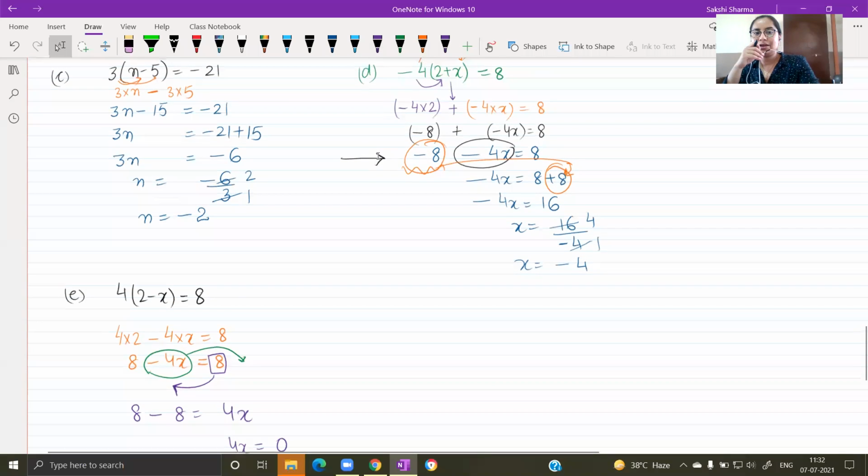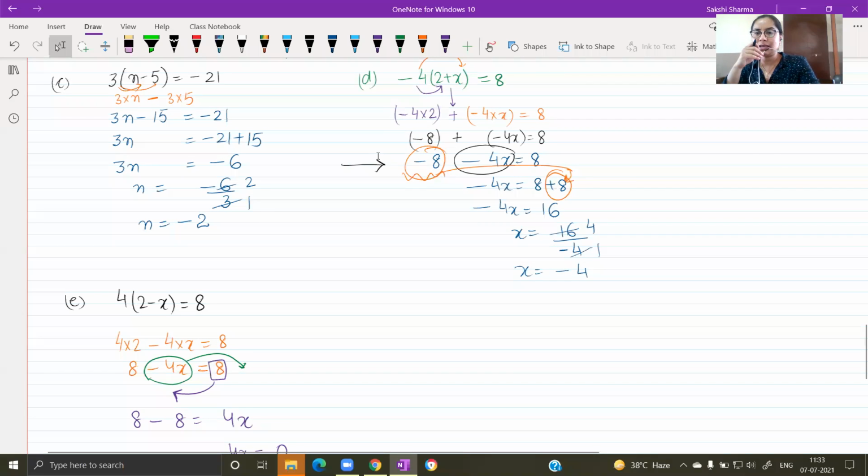Have you done it by taking 3 to the other side? Ma'am, what I did was n minus 5 is equal to minus 21 by 3. Then I did cutting, and minus 7. n minus 5 is equal to minus 7. n is equal to minus 7 plus 5, so minus 2. Correct. Ma'am, I found this way easier. Okay.